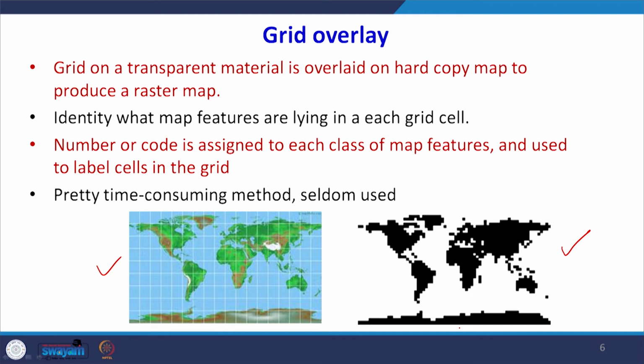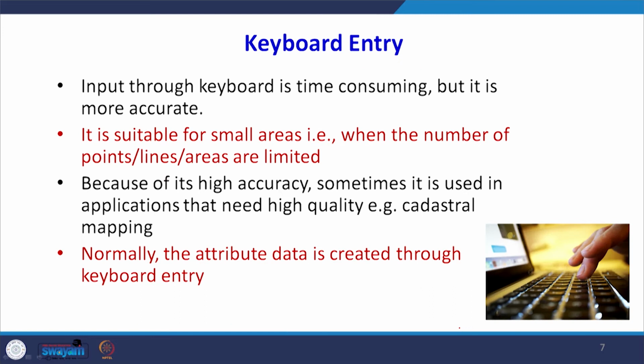But this kind of method is pretty time consuming, and you have to carry out that process manually in order to identify. Nowadays better methods are available, so no one is using this grid based method to carry out the conversion from hard copy data products to digital products.